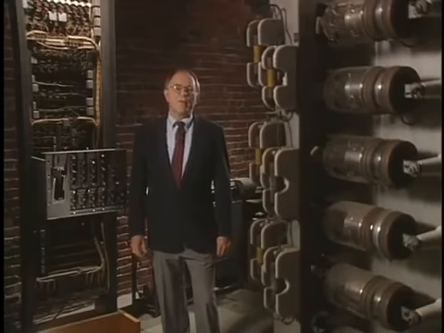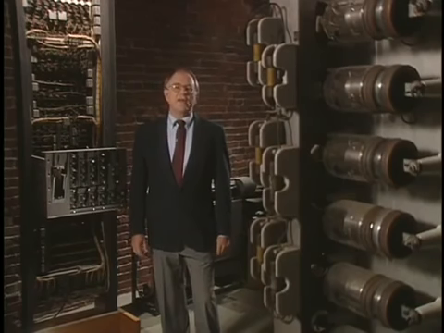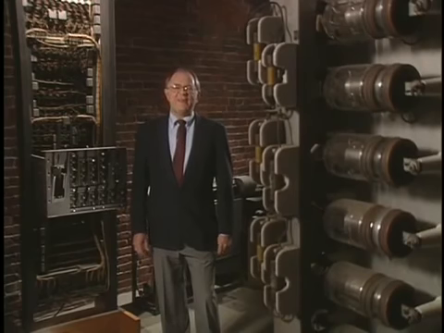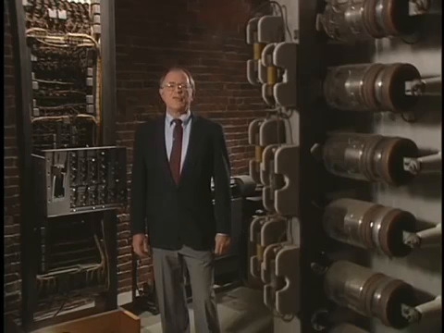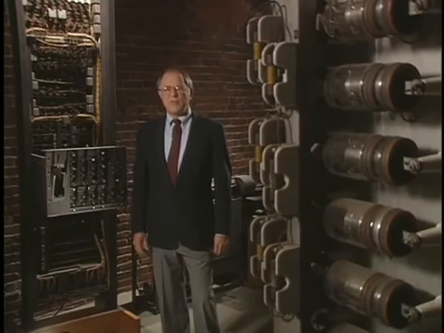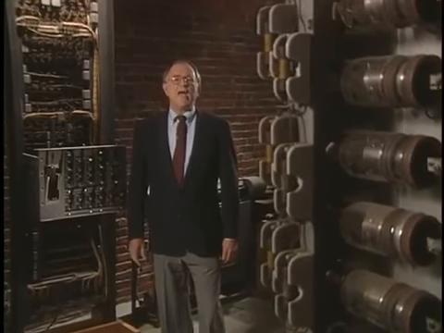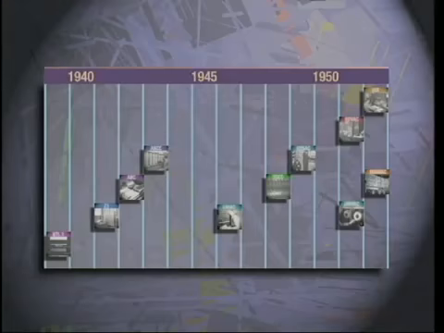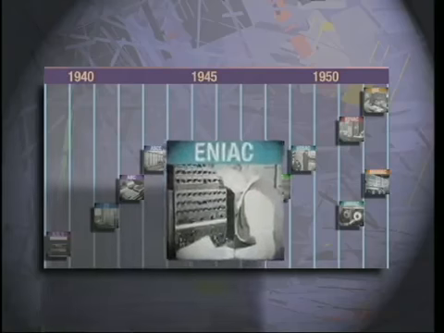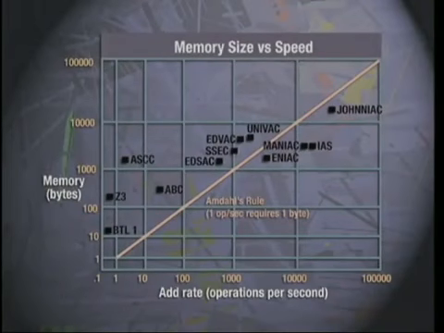ENIAC was moved from Penn to Aberdeen's Ballistic Research Laboratory and operated until 1955. Clearly, ENIAC was an amazing engineering accomplishment. It was dramatically larger than any other system using vacuum tubes. This rack was one of 40 panels. ENIAC was designed and built by a dozen engineers working 2 years. This figure gives the memory size plotted against operation rate for these machines.